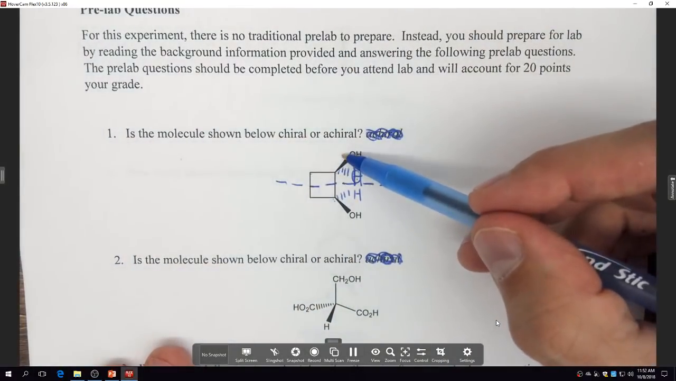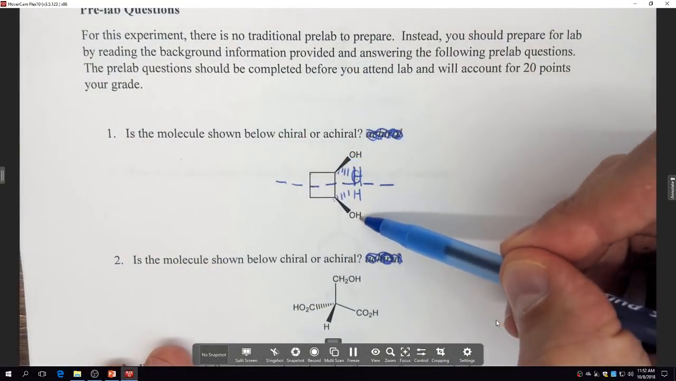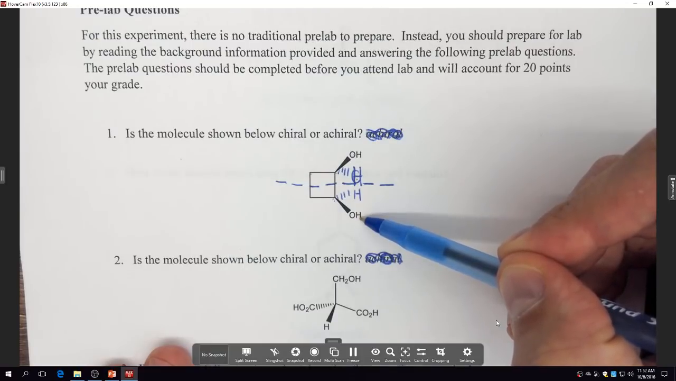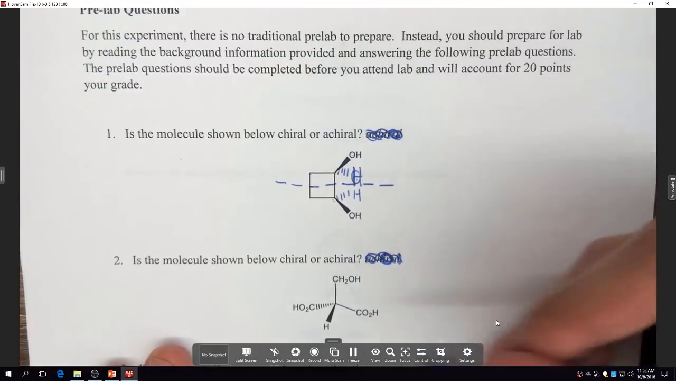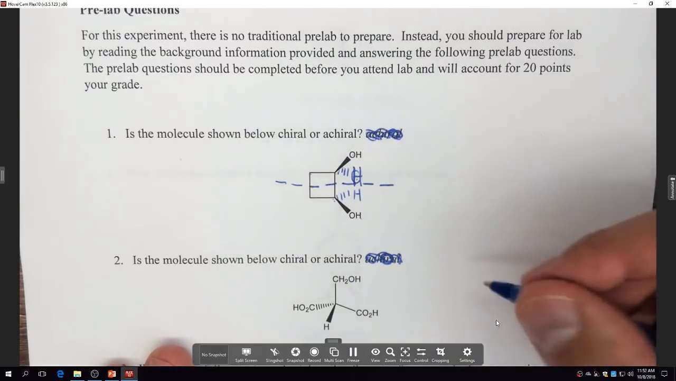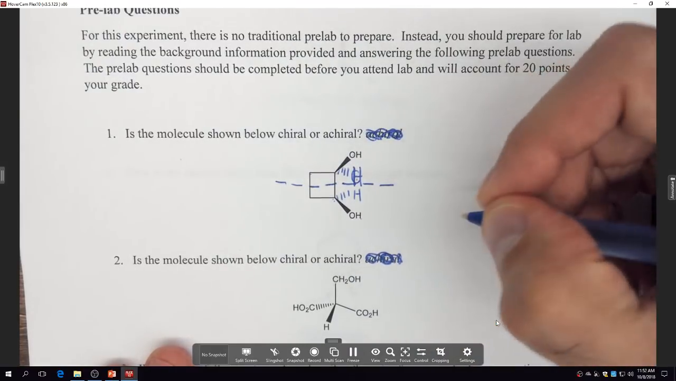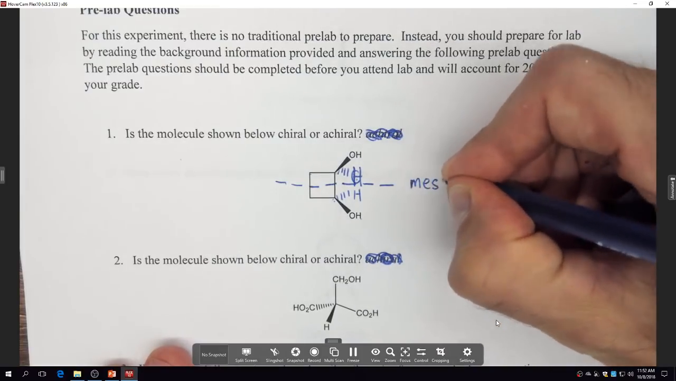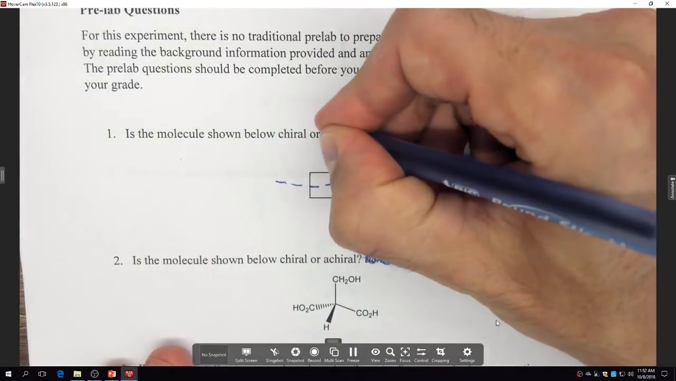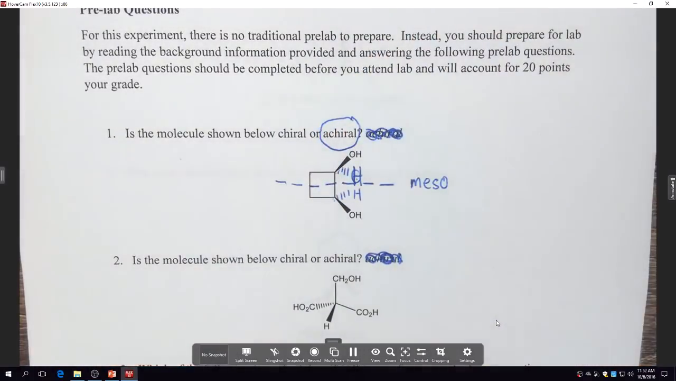So this half of the molecule is the mirror image of this half of the molecule, which means that if you were to build this and flip it over, you'd get the opposite enantiomer. Said another way, it's the same molecule. So this is a meso compound and is therefore achiral. This one has an internal plane of symmetry, is meso and achiral.